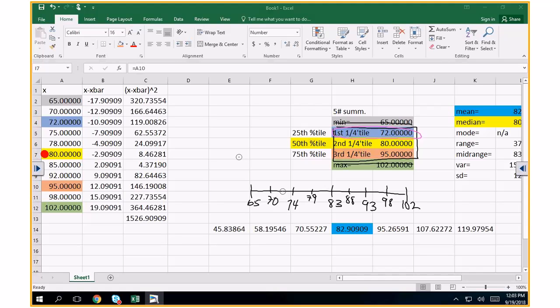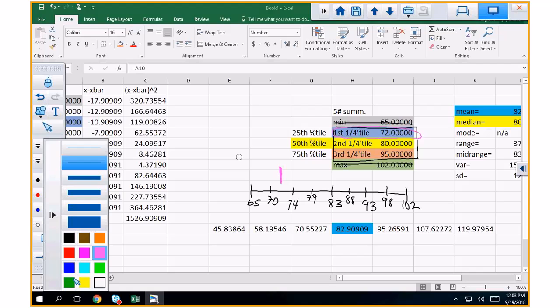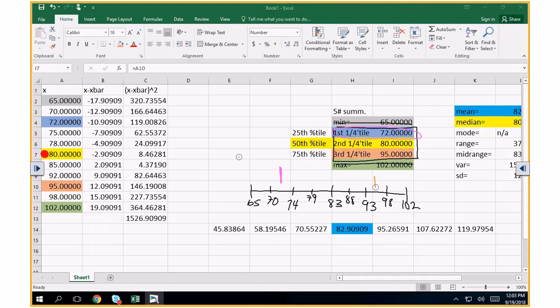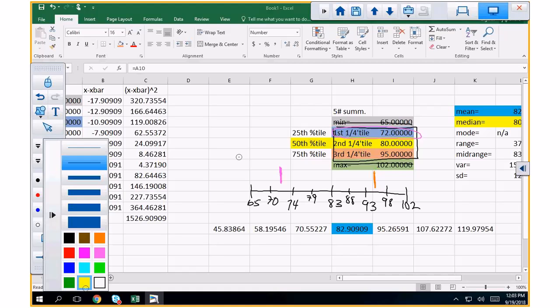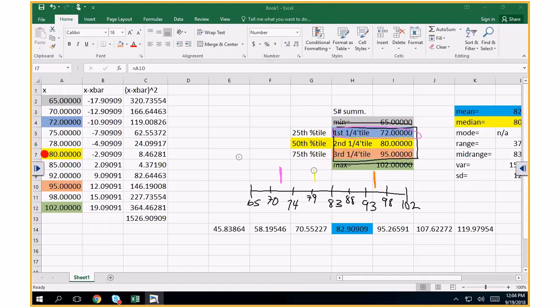70 to 74 is half to 72. So I'm going to just put it right here. And then I've got an orange, and that orange is 95. Well, 90 plus 5, half of 5 is 2.5, so that'd be right in there. And then my median, which is the most important part of the five number summary, is yellow. And it's 80, right there. So I take my black marker and I draw my box. And there is your box plot.